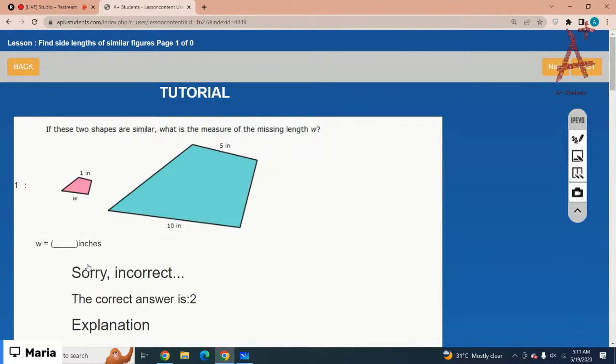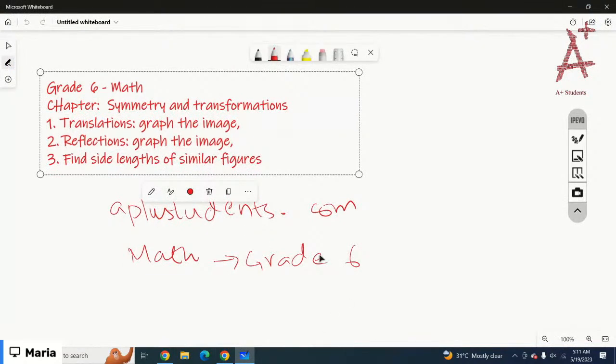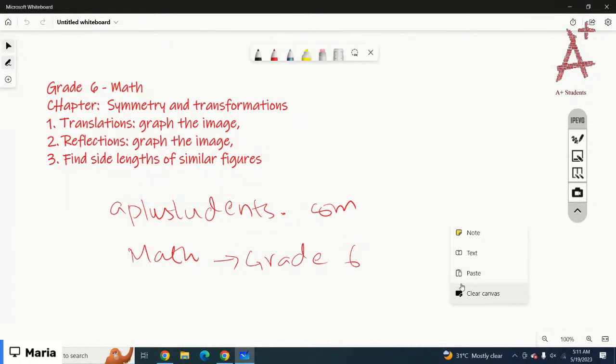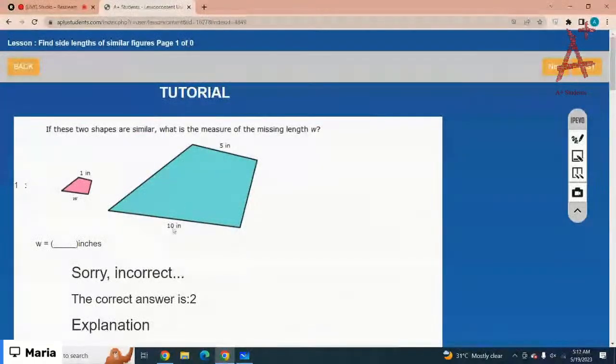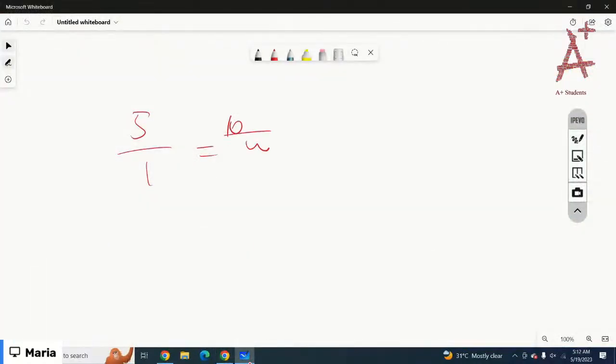Okay, so just look at the question. Here you have 5 inches and 1 inches. They are the two sides that are exactly the same. Then you have 10 inches and W are exactly the same. So I'm going to form a proportion. It would be 5 inches divided by 1 inches, and that equals, here you have 10 and here you have W. It would be then 10 divided by W.